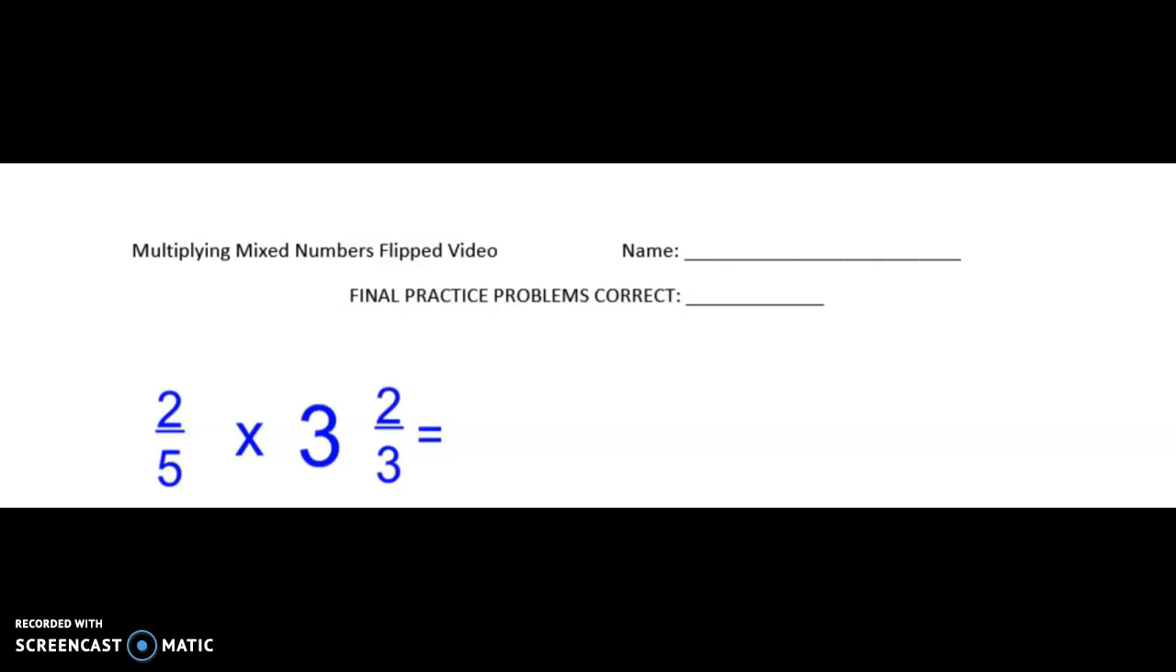Okay, so go ahead and pause and solve this first question, 2/5 times 3 2/3. Remember to change that mixed number into an improper fraction before you start multiplying.